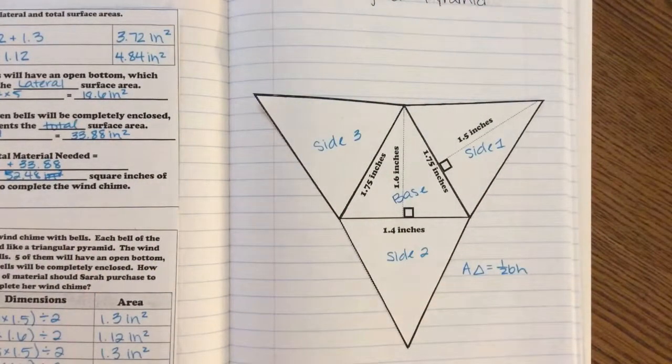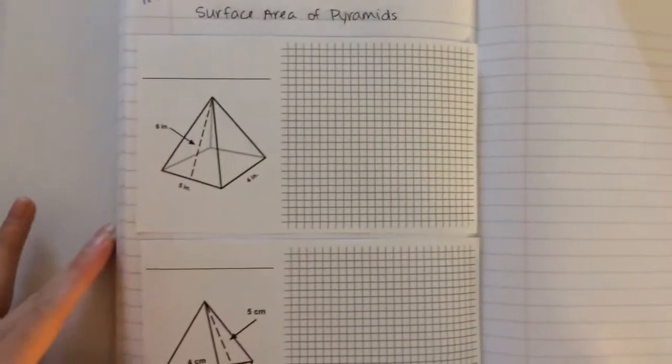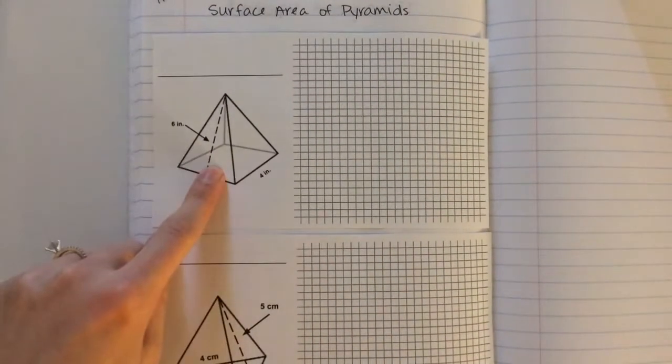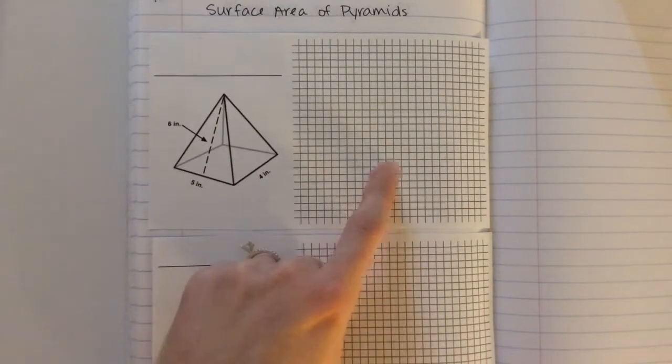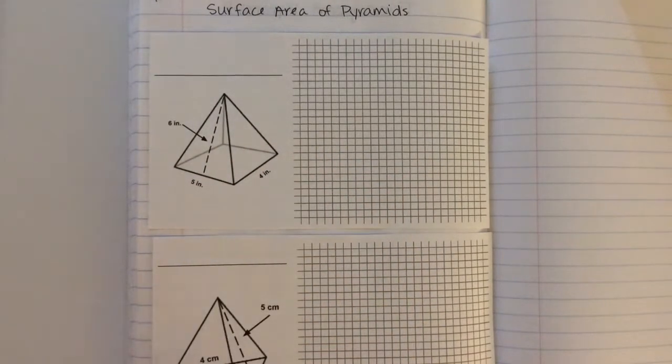Does that make sense? Okay, so what we're going to do today is practice going from the three-dimensional figure to the net and then finding its surface area. We're going to do these two examples together, and then you have independent practice to do from there.